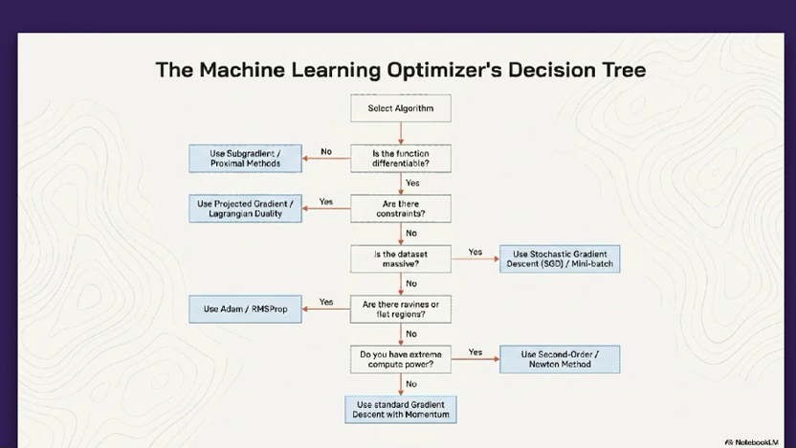Because with only 500 parameters, O of d cubed is trivial. 500 cubed is only 125 million operations. My supercomputer can calculate and invert that Hessian matrix in a fraction of a millisecond.